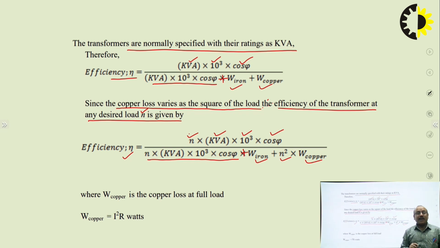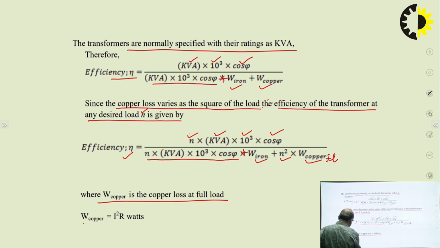Since copper losses depend upon the square of the current, when we take n times the full load current, the copper losses become n times the full load current squared into resistance. So this becomes n square times the full load copper losses. W copper represents full load copper losses. FL means full load. So W copper is copper losses at full load, and W copper can be written as I square R or IFL square into R, where IFL represents the full load current corresponding to the full load condition of the transformer, and R is the resistance of the winding.